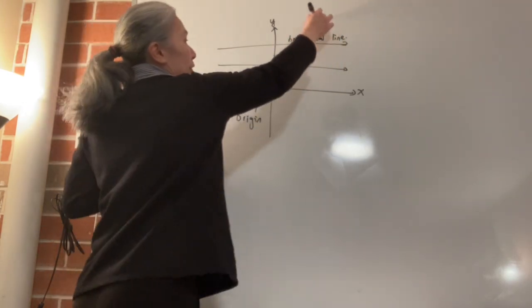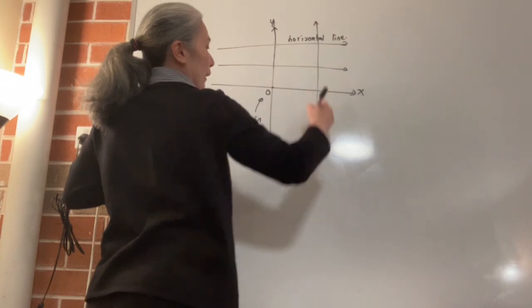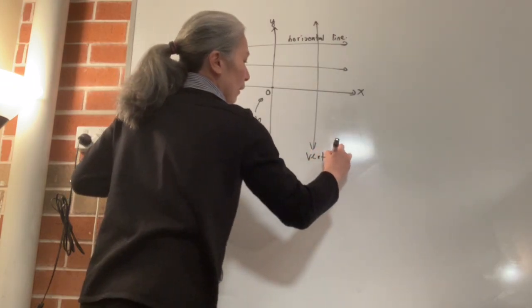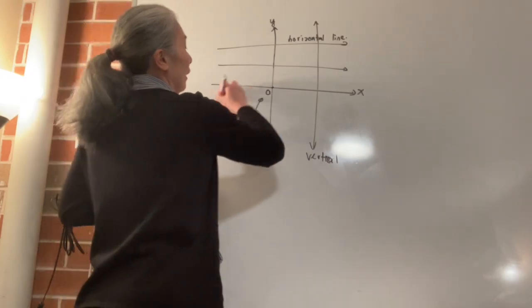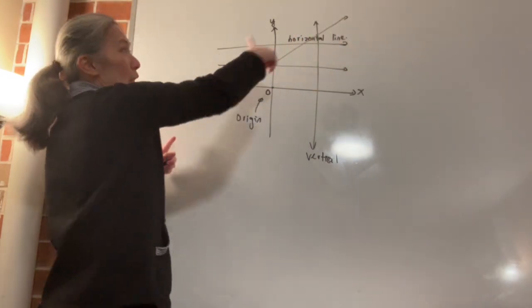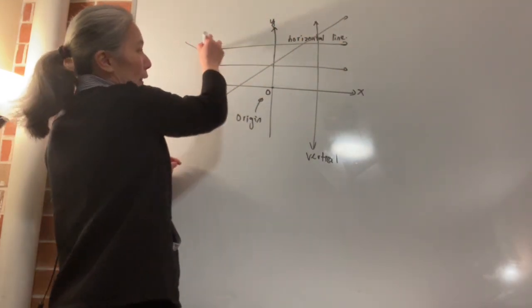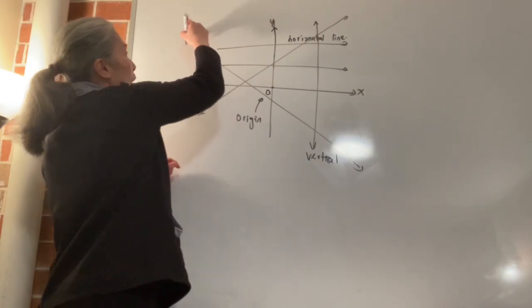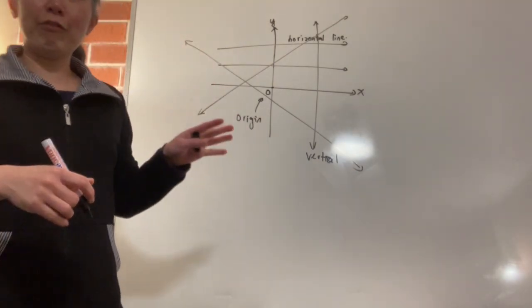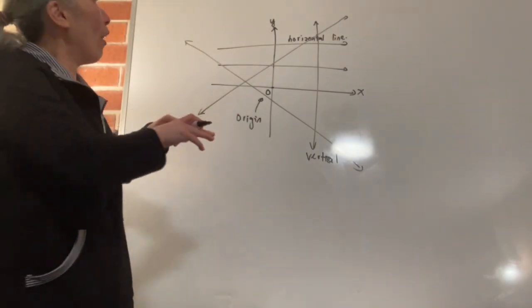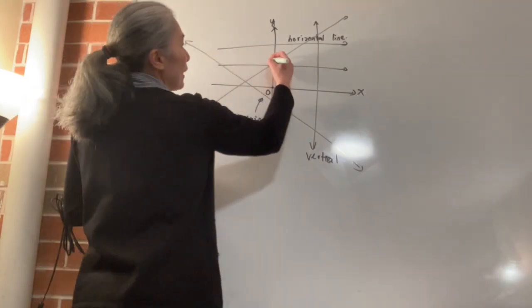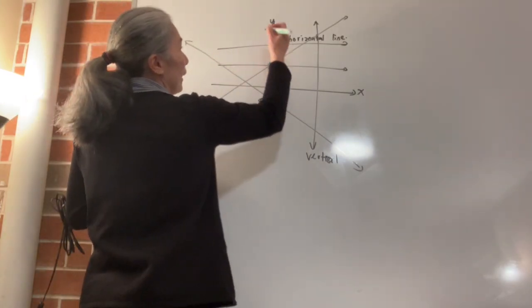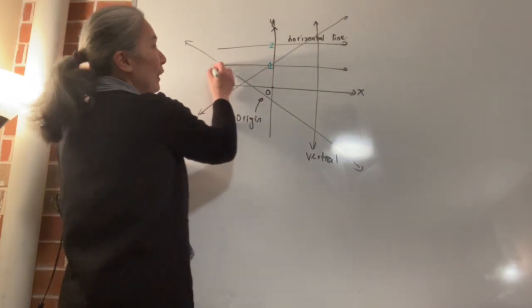And then you have the vertical line, which is going this way. And you have the last type, which is diagonal, which is going this way or going that way. Okay, so these are the options for your linear graph, 4 types. Okay, horizontal, let's look at the horizontal.